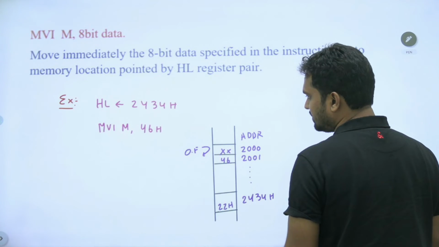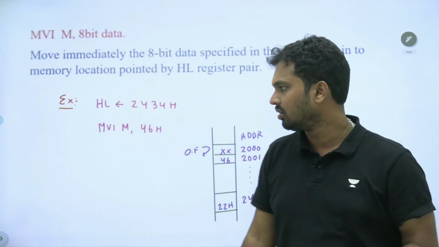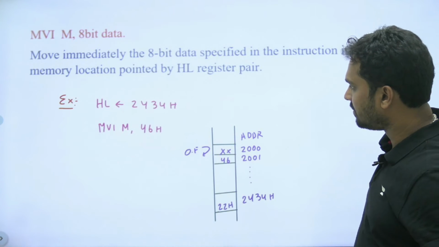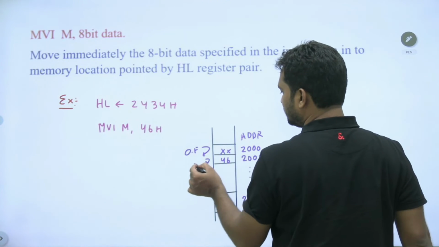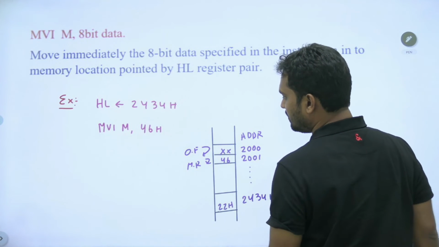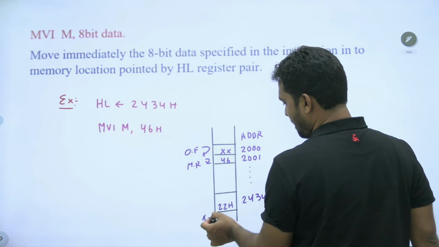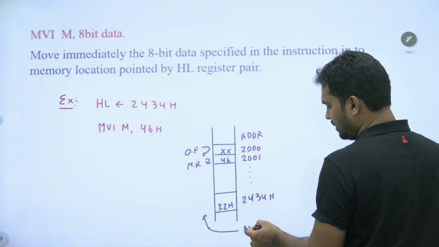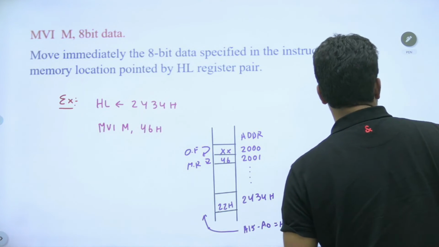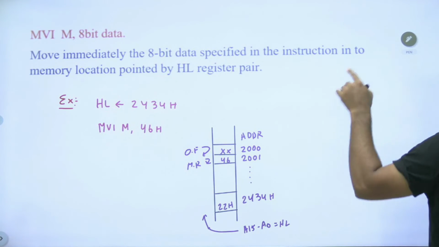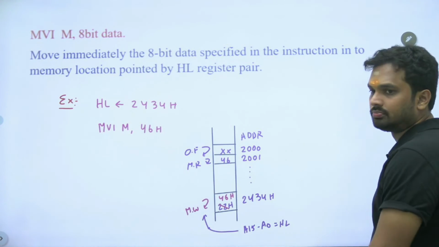After fetching that, the computer will understand that the next byte is a memory byte, so the data is to be copied, so it will do the memory read. After reading this memory, it will use the HL register pair to the address bus, and it will come here and replace this number with 46. That is memory write.